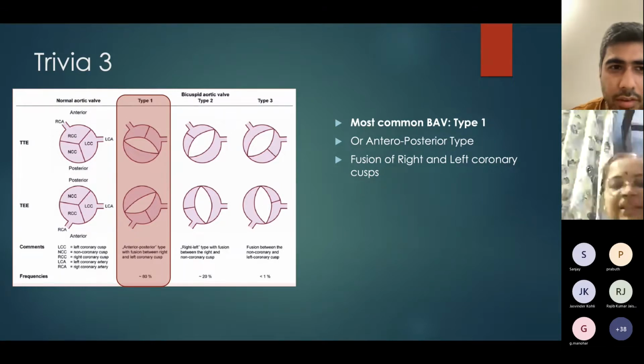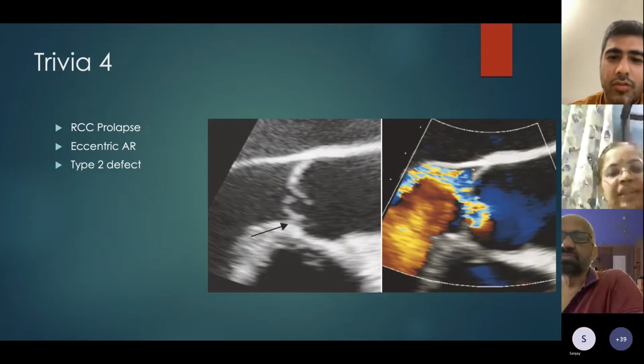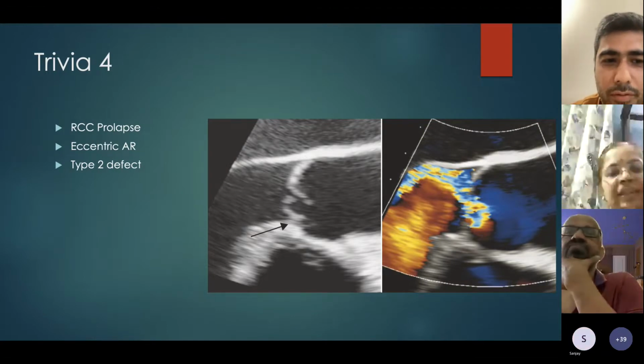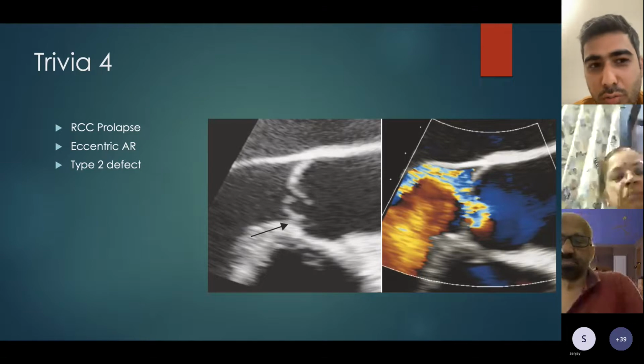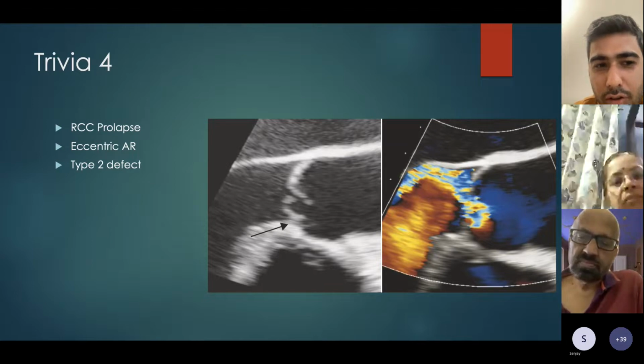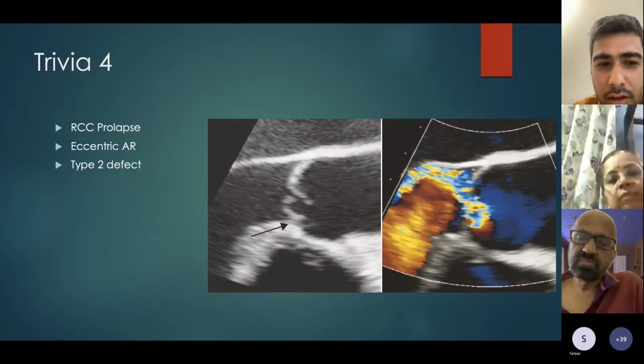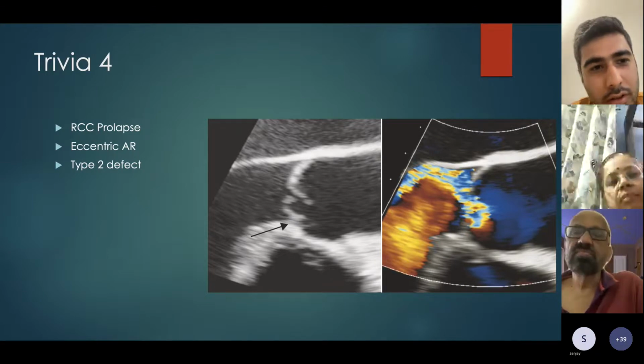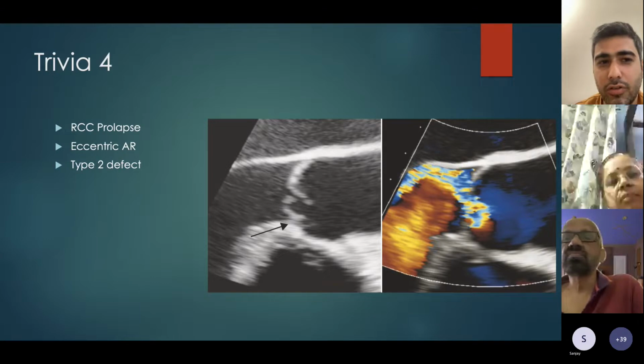Yeah. Next question. So the type of the jet: it is a lesion with right coronary cusp prolapse, causing an eccentric aortic regurgitant jet, which is directed towards the anterior mitral leaflet, and this is a type 2 defect of the aortic regurgitation.